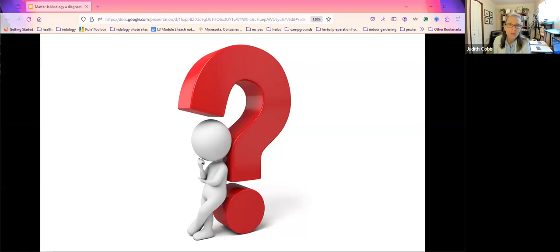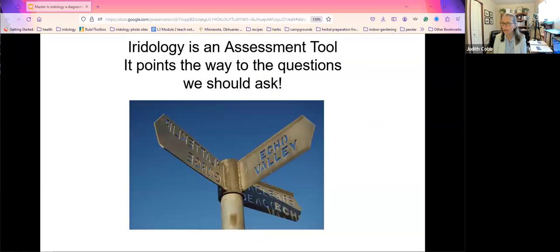Because so many times with iridology, the teachers teach markings, but they don't teach practical application. And that to me doesn't work very well at all. So iridology is an assessment tool. It points the way to ask the questions that we need to ask. We're not going to name diseases. We are going to assess. And then because we have the anatomy and physiology under our belt, which is why I insist on that before people enroll in my program, we can dig deeper and understand what we need to be doing here.